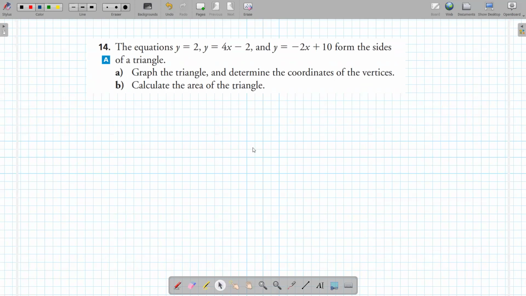So now we have a triangle in the form of 3 linear equations. The question is to find the vertices and the area of the triangle. Could be a fun question. So let's draw a grid. Let's draw it straight.